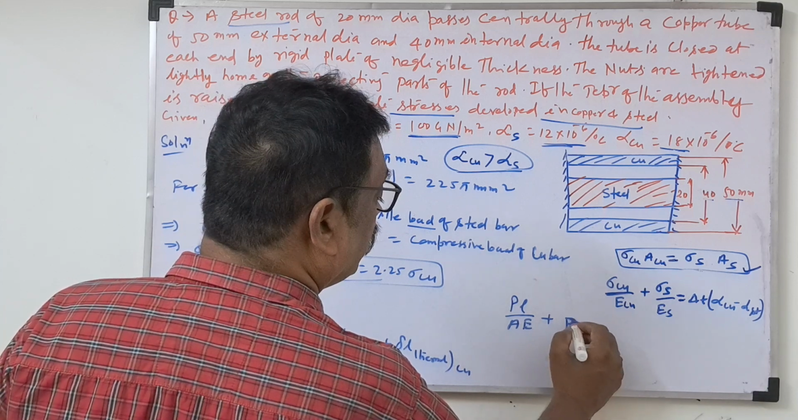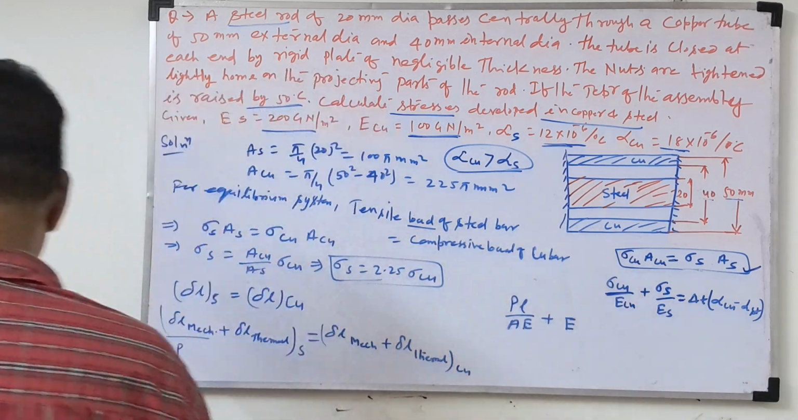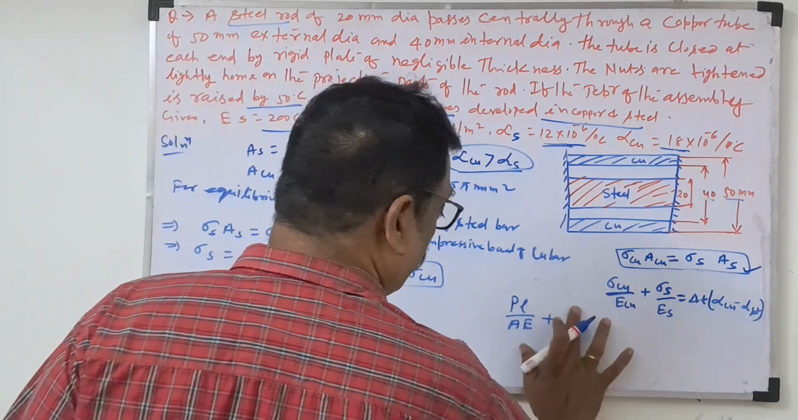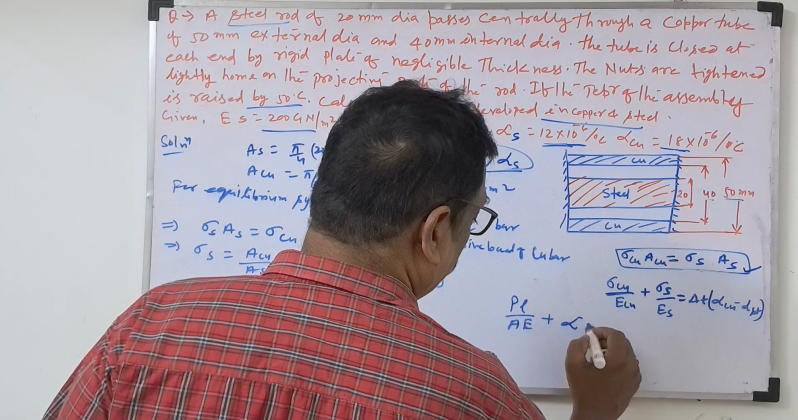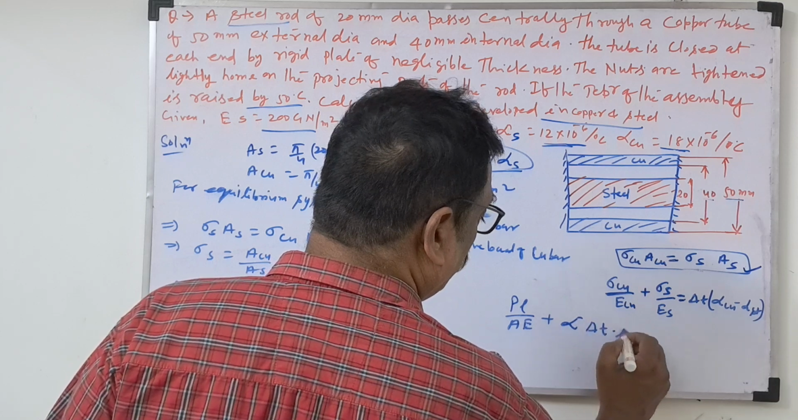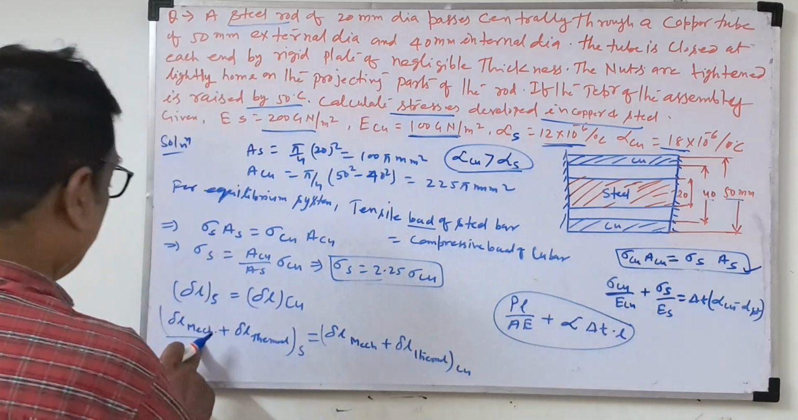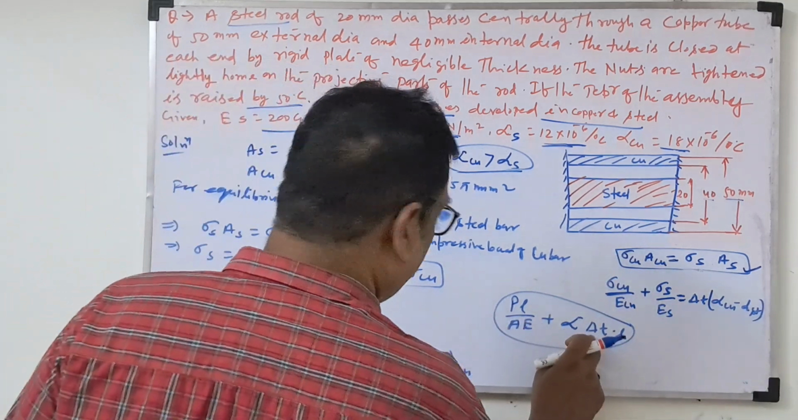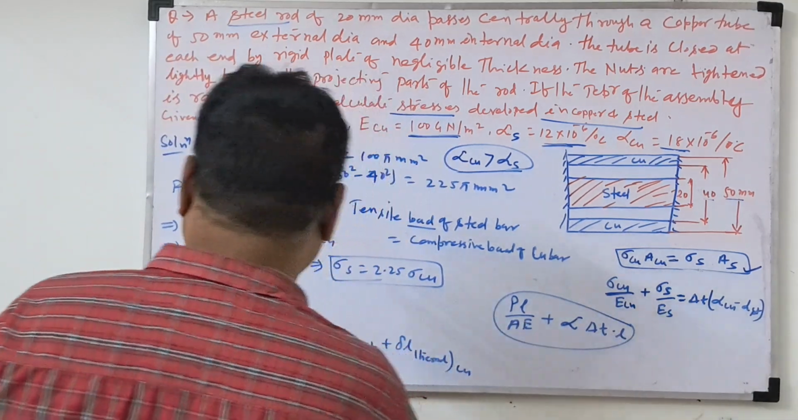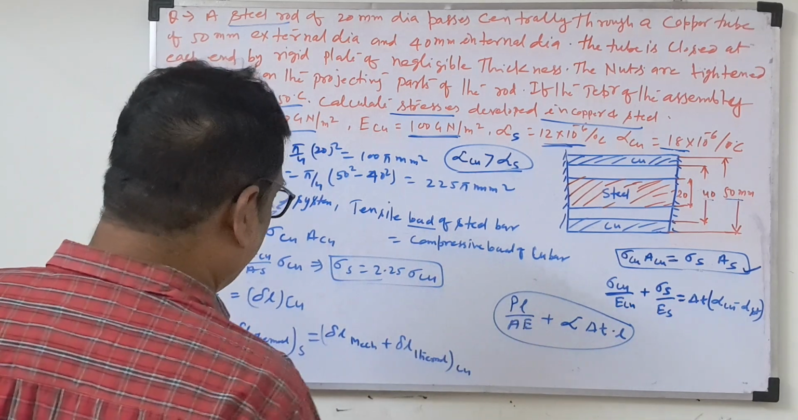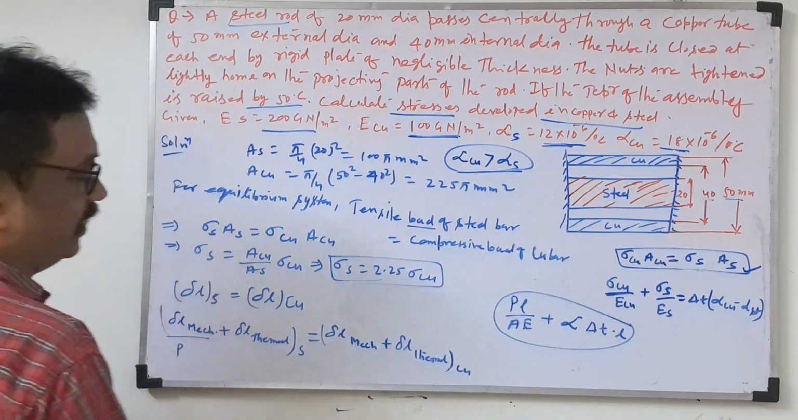E. Thermal elongation will be there, alpha. This formula we already derived: alpha delta T into L. So this is the elongation for the mechanical elongation and this is the thermal elongation. You will substitute here, both you will write in one step, then directly write this formula.